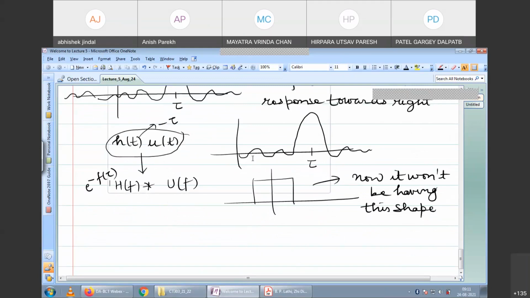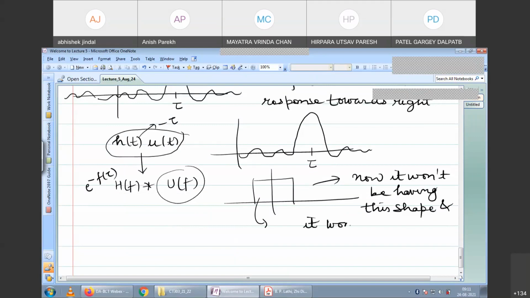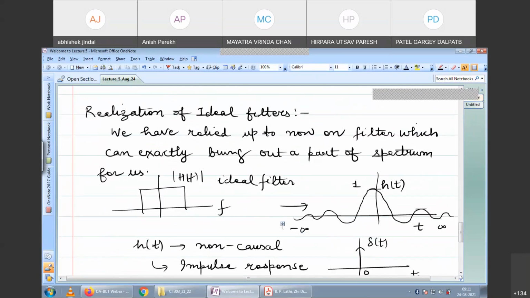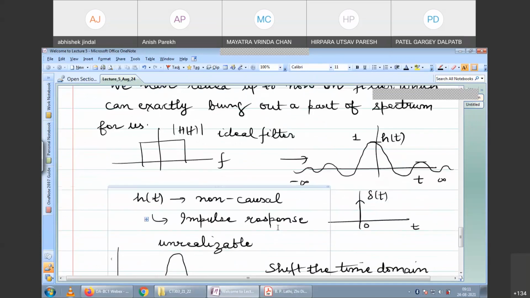And now, since this has somewhat become a time limited thing because of its convolution with U of f, this won't be having a band limited nature. So now it won't be having this shape and it won't be band limited. So now how do you work with the sampling system? Again, it means that now we need to again do some sort of engineering.